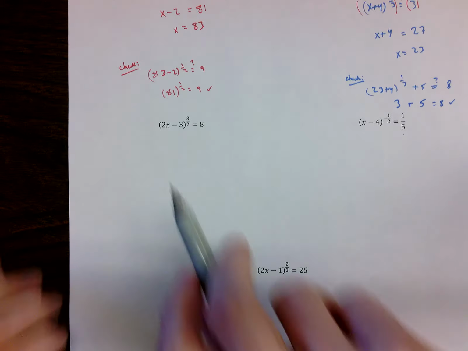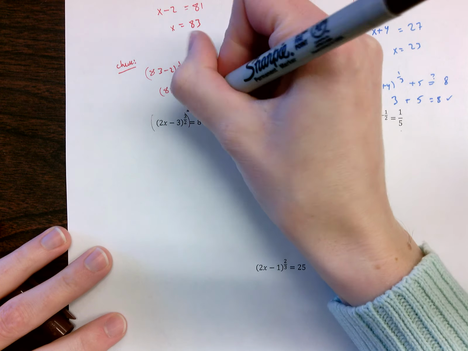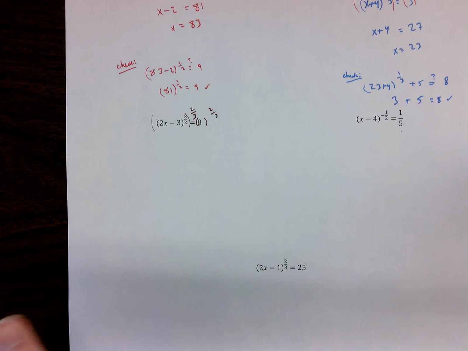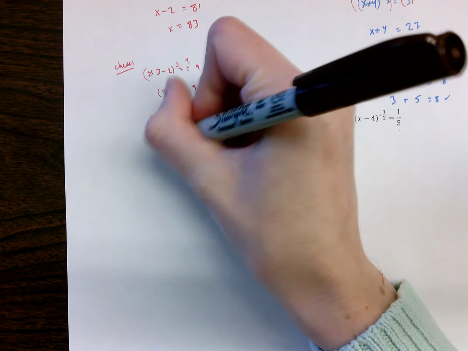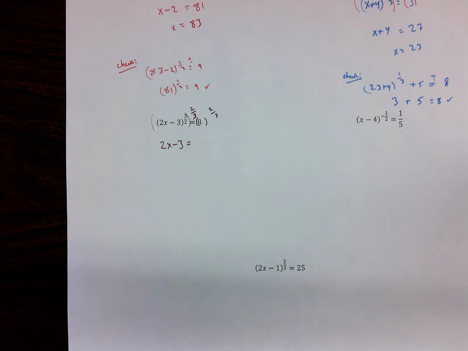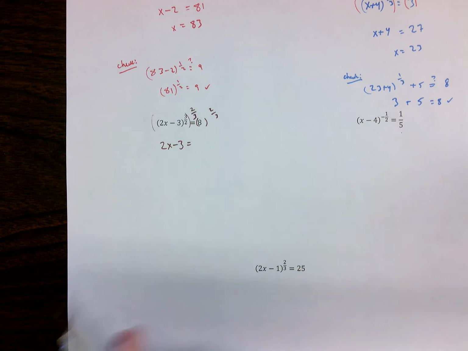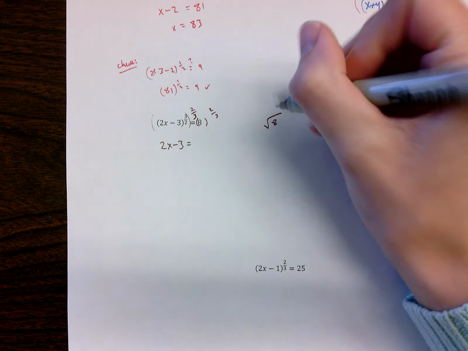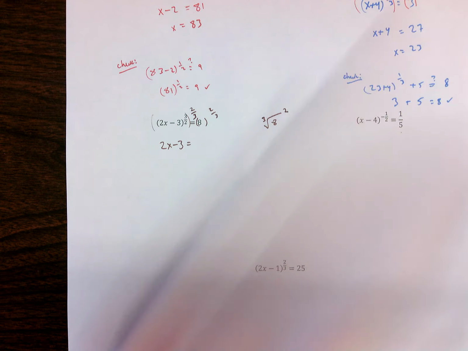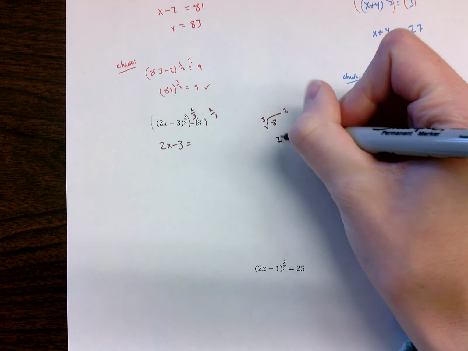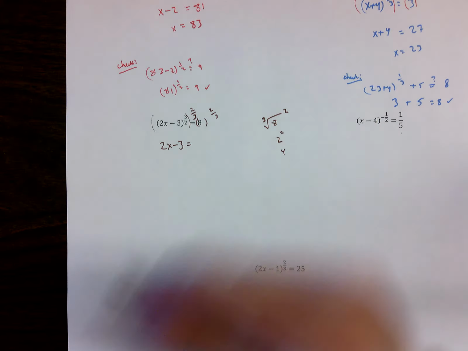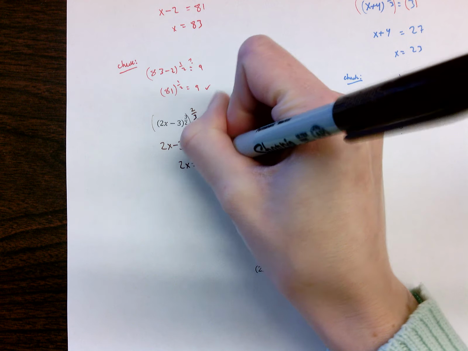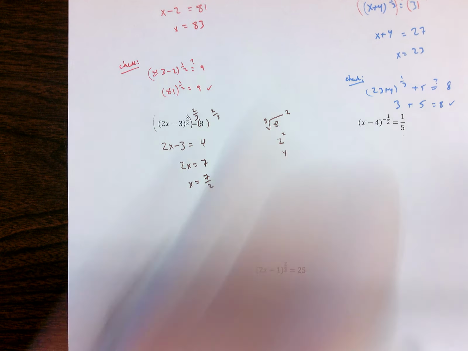All right, this one over here. First thing I'm going to do, reciprocal power. So I'm raising this to the 2 over 3. On the left side, 3/2 times 2 over 3 cancels to 1. So that's 2x minus 3. And then 8 to the 2/3 power. I'm going to have to simplify that. Remember, power over root? So the cube root of 8 is 2, and then 2 squared is 4. So that's 4. Add 3 to both sides. 2x equals 7, so x is 7/2.